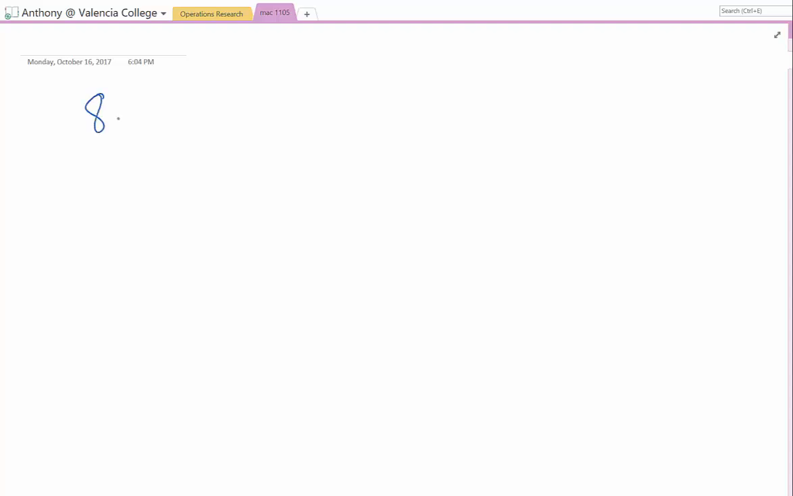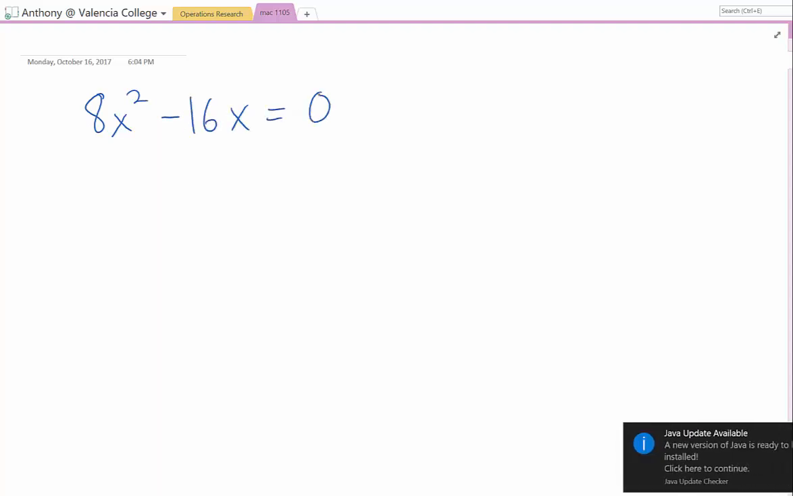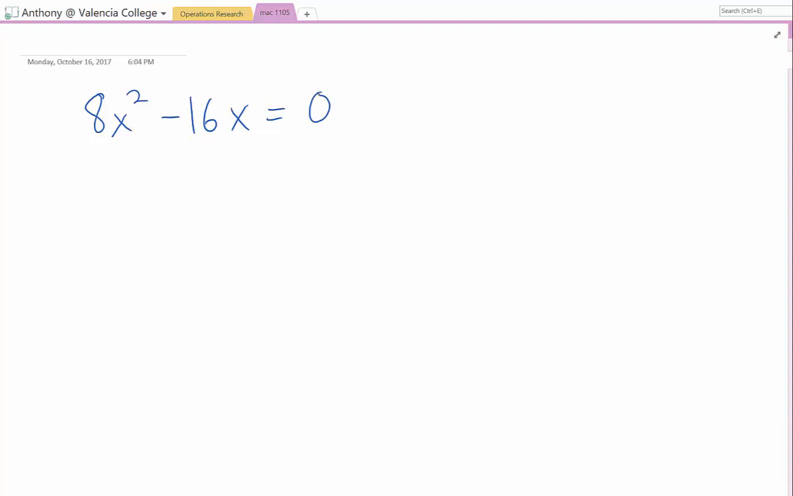Let's say it's 8x squared minus 16x equals 0. Alright, so the first thing that you look for whenever you factor is something called the greatest common factor. As we look at this, we ask ourselves, is there anything in common between an 8x squared and a negative 16x? Well, yes, certainly there's something in common. In fact, we can factor out an 8x. If we factor out an 8x, what's remaining?